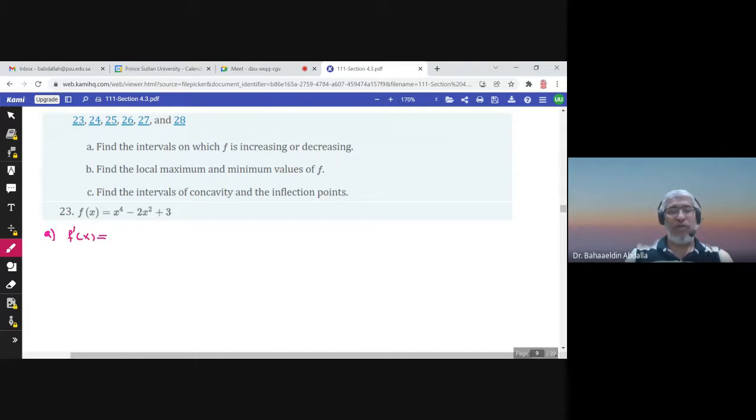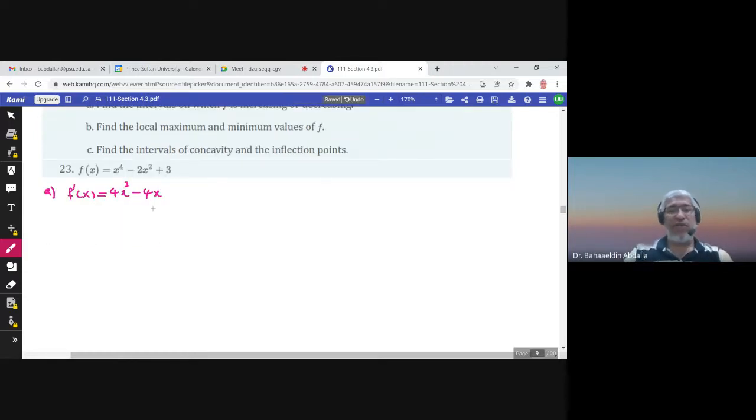So the first derivative is 4x to the power 3 minus 4x. Now the intervals in which the first derivative is positive, the function would be increasing. The intervals on which the first derivative is negative, the function would be decreasing. So if we take 4x as a common factor, we will have x squared minus 1.